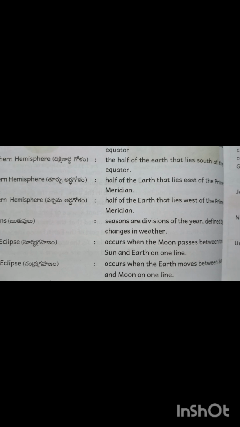These are the important points everyone should remember, useful for all your examinations.